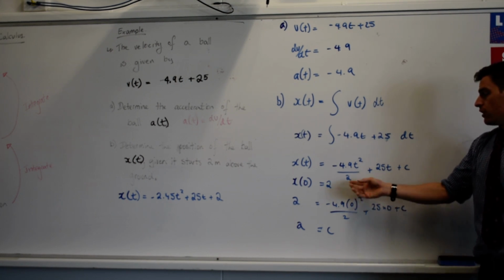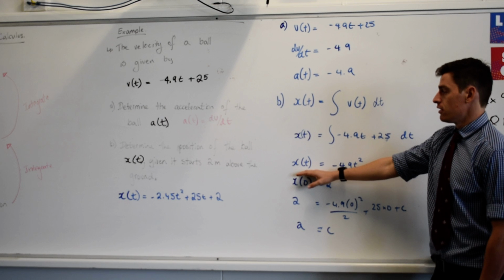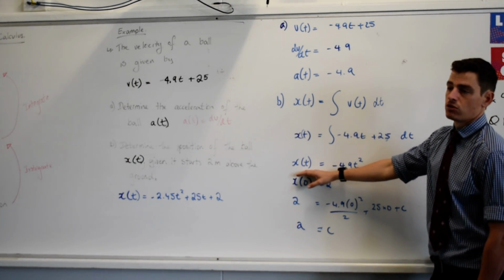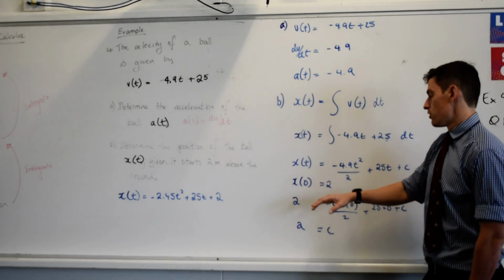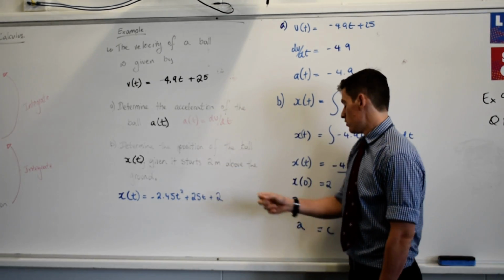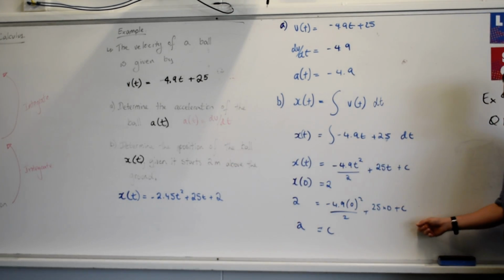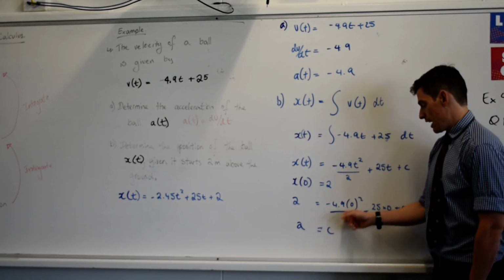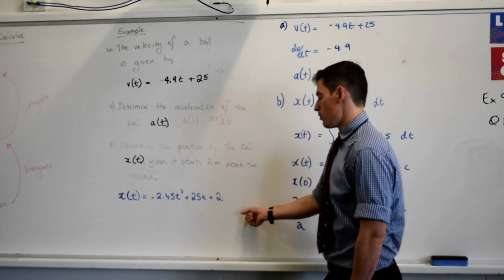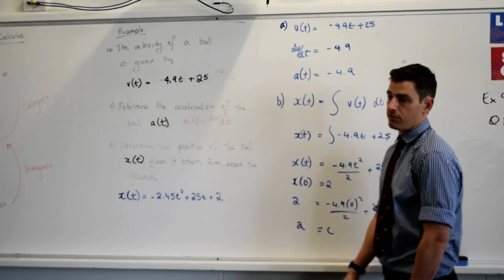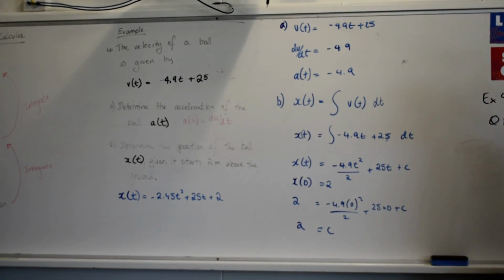Plus c. This is where I deal with the given that we start 2 meters above the ground. When I say given that we start, what I mean is let t equal 0, and I know that my position equals 2. So 2 equals, which means that equals 0, that equals 0, c equals 2. Shove that in my equation. That's my position function. Cool?